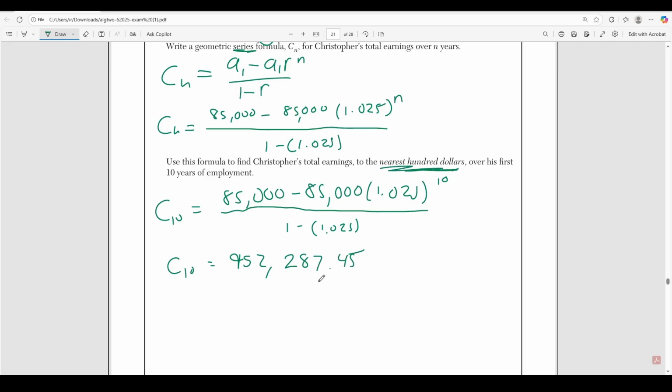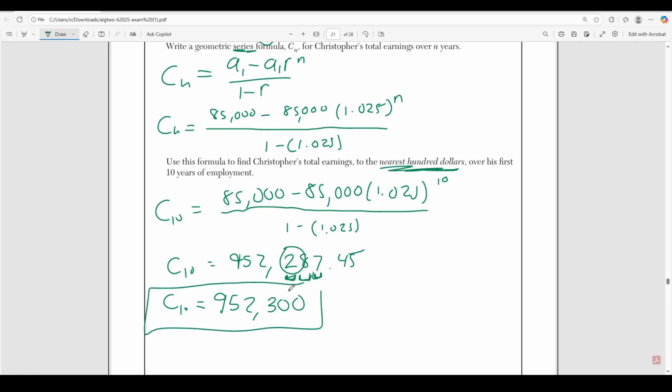Okay, but that's not your answer, because they want us to find it to the nearest $100. So this is to the nearest dollar, this is to the nearest $10, and this is to the nearest $100. So we need to round it to this number right here. So that means that C of 10 is actually equal to $952,300, right? That's how much he earned over that time period, okay? And that's going to be the correct answer here.